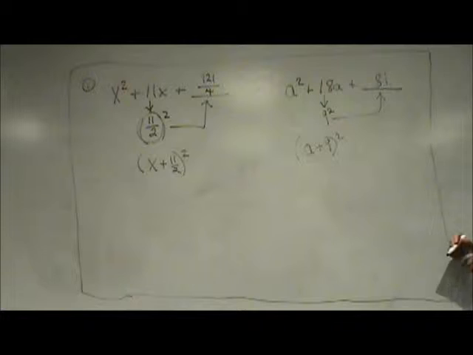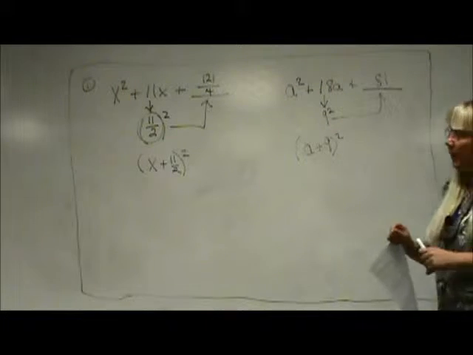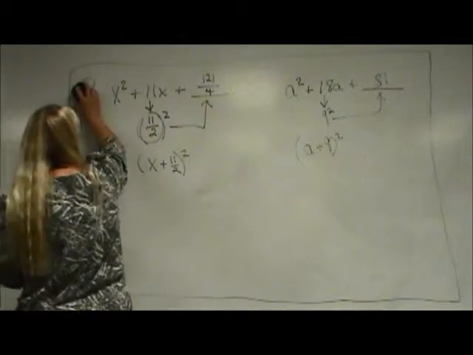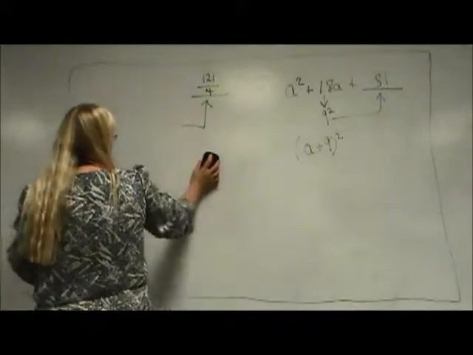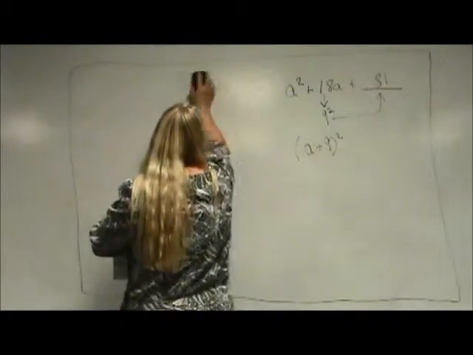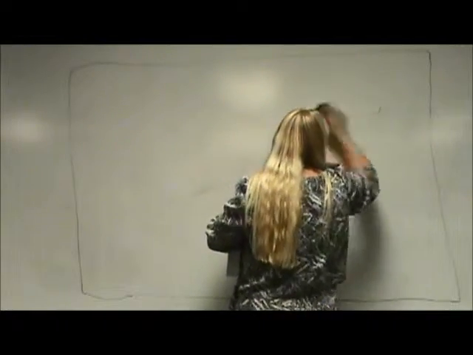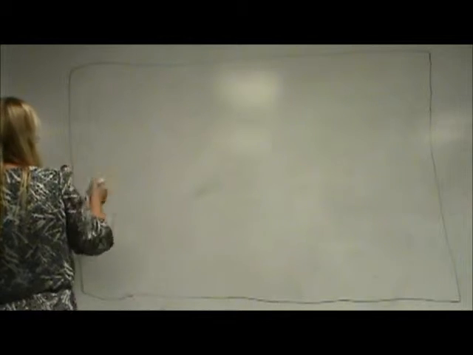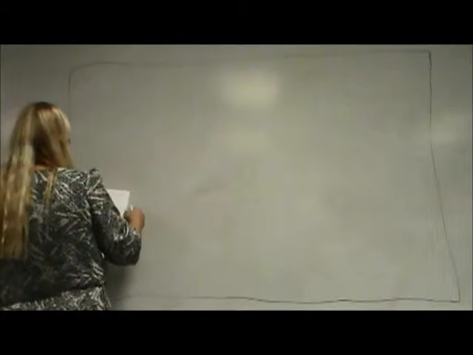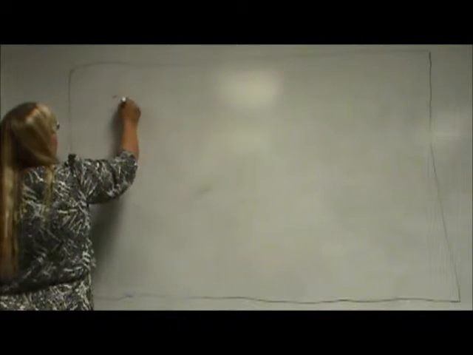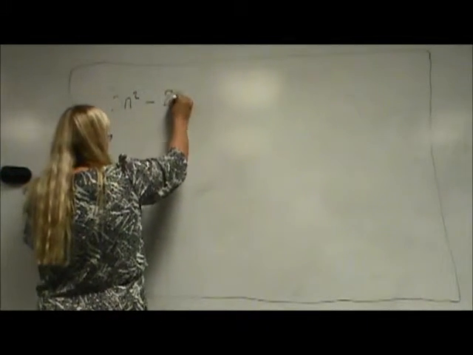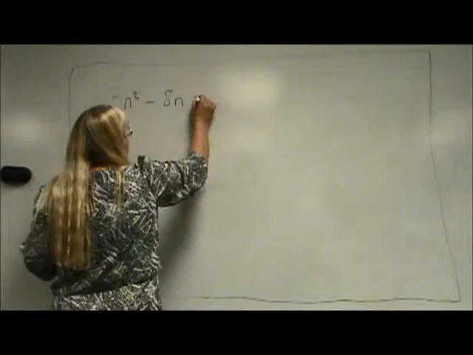The next part says to solve using the quadratic formula. Our first problem is 3n squared minus 8n equals negative 5.